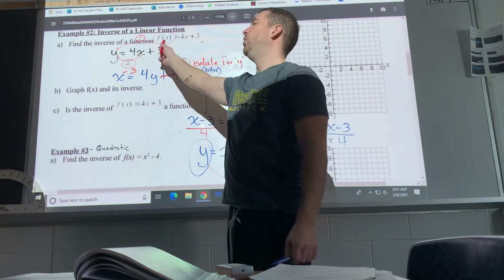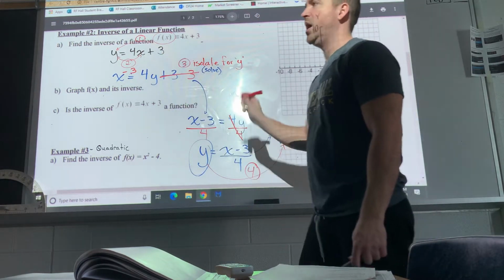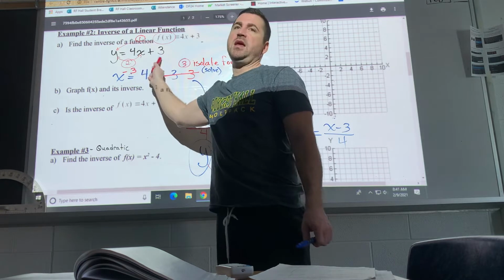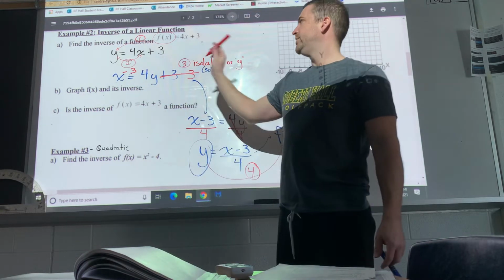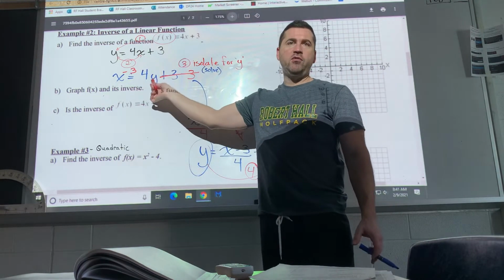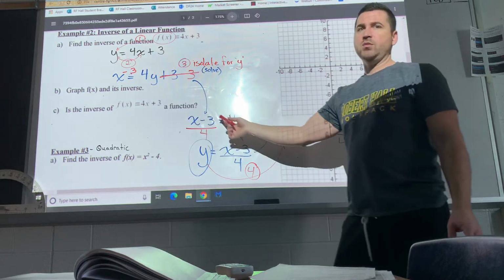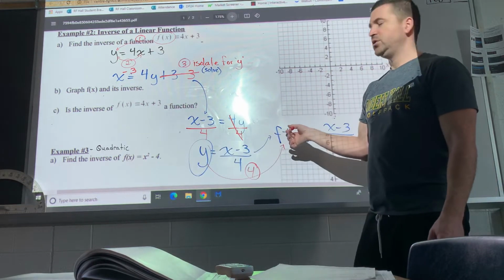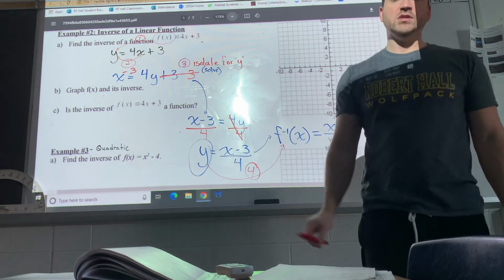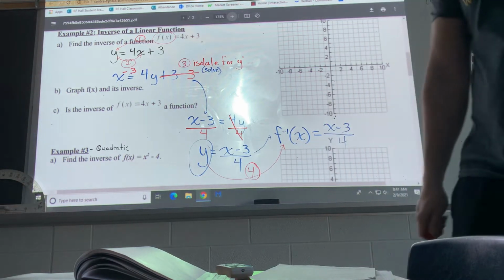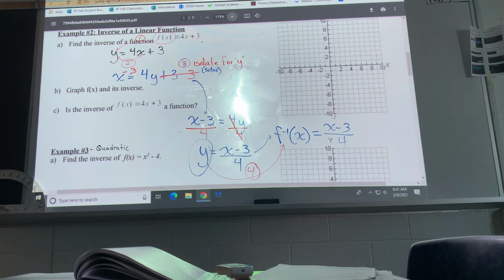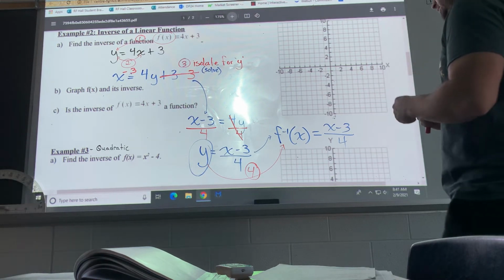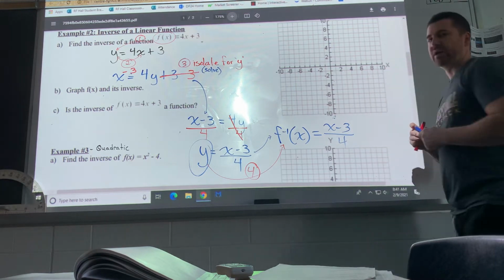So again, step 1, change the f of x to a y. Step 2, swap the x and y. Step 3, now we're going to solve or isolate for y. And then once we do that, our very last step, change the y into an f inverse of x. Let's give you guys a minute.